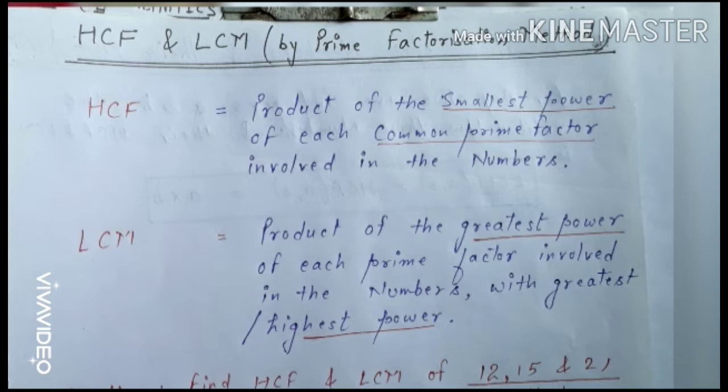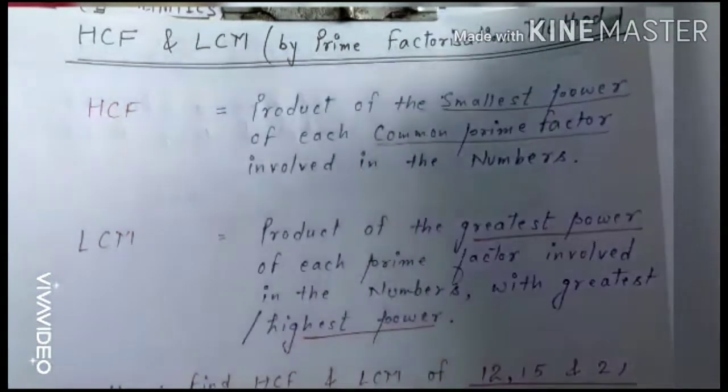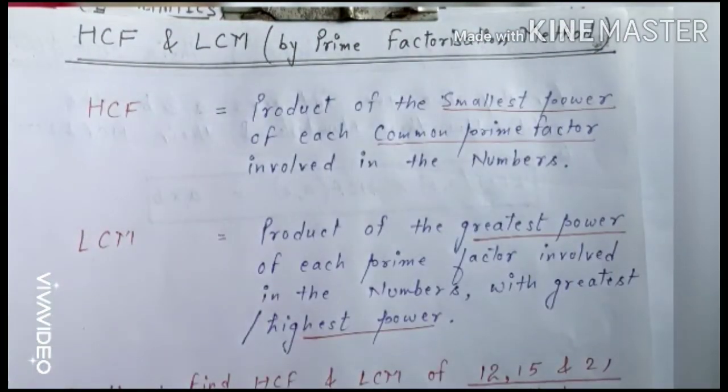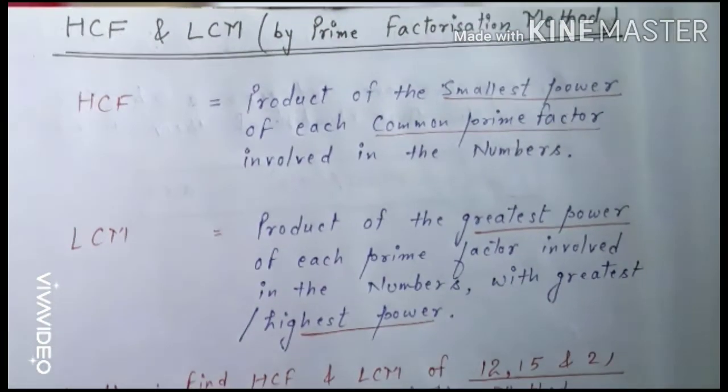So the HCF will be the product of the smallest power of each common prime factor involved in the numbers. That means when you factorize the numbers, you choose the common prime factors with the smallest power, and the product of the smallest power of each common prime factor will be your HCF.